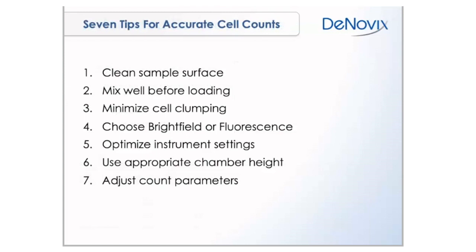So our 7 tips for accurate cell counts: cleaning, mixing, making sure that you minimize cell clumping, choosing the right Brightfield or fluorescence in this case, optimizing your instrument settings, using an appropriate chamber height or an appropriate dilution, and adjusting your count parameters. That one we'll go into. That's just making sure that you're checking the counts on an automated hemocytometer and dialing things in properly.